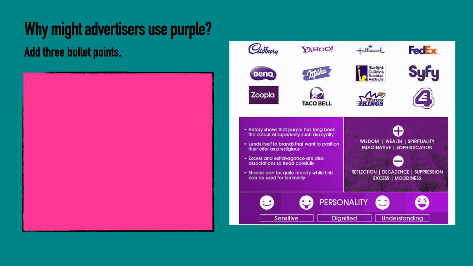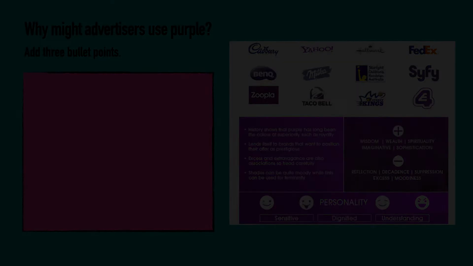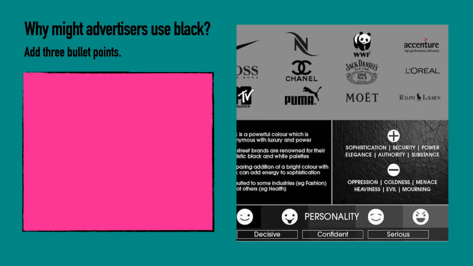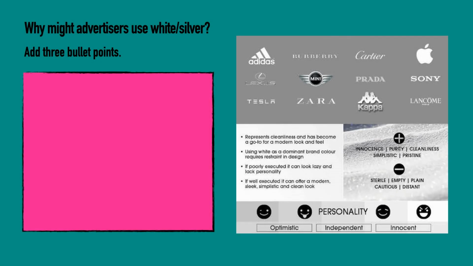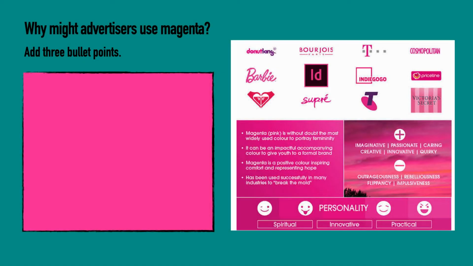So you're going to pause the video and go to the OneNote page attached, and I just want you to go through each of these colours and write 3 bullet points down to show why they might use those particular colours. And again, you will find that there's already information here that you can just put into your own words.